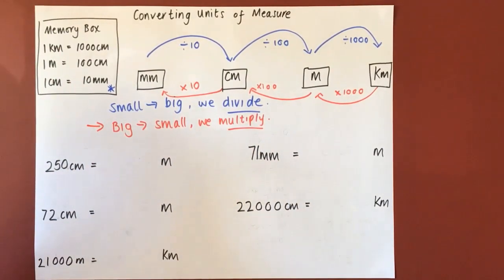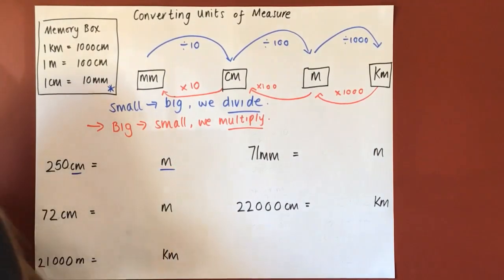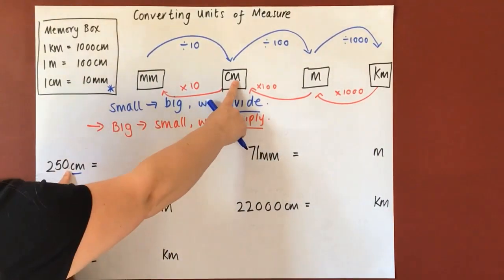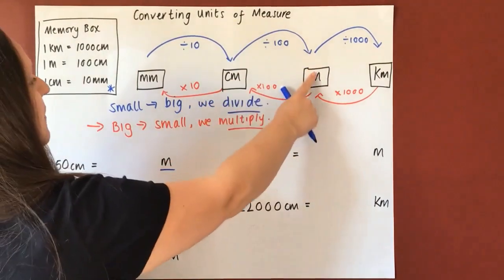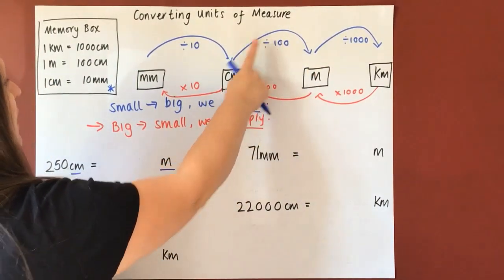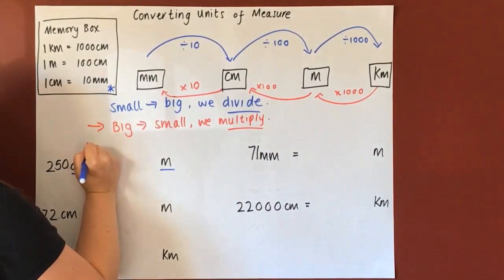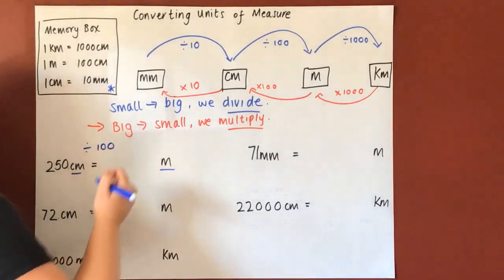We have 250 centimetres and we need to convert that to metres. So I underline my units. I can see I'm going from centimetres to metres, which means I need to divide by 100 because I'm going from small to bigger. So I will put divide by 100 here.